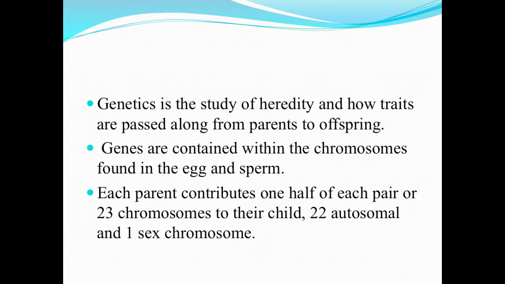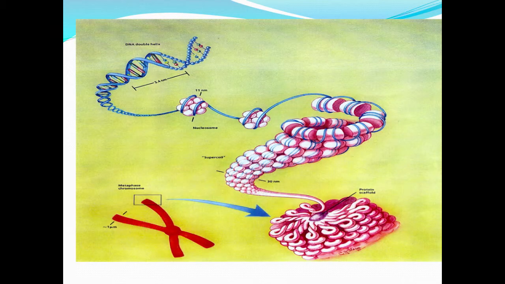Each parent contributes only half of each pair of the 23 chromosomes to their child, 22 autosomal chromosomes and 1 sex chromosome. So all human beings have 23 pairs of chromosomes, but notice I said pair. So you actually have a total of 46. You got 23 from your mom and 23 from your dad. So let's look at what a chromosome actually is.